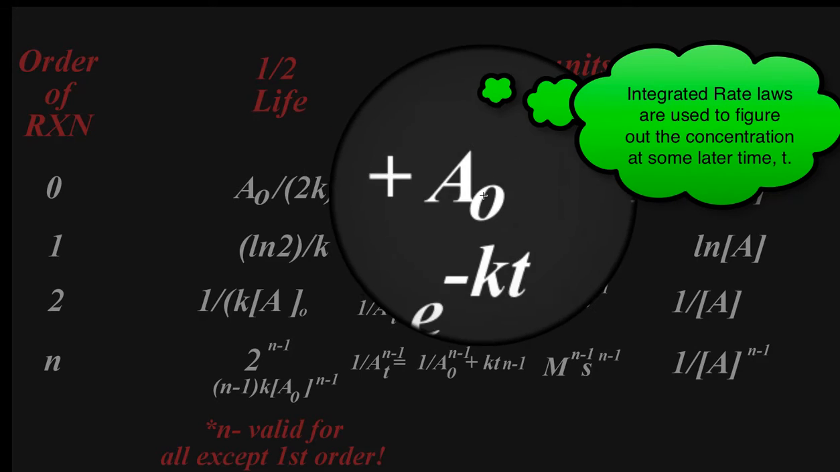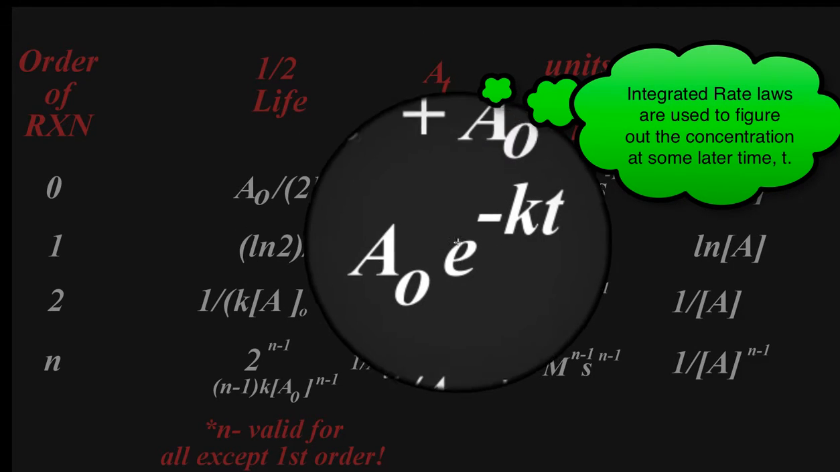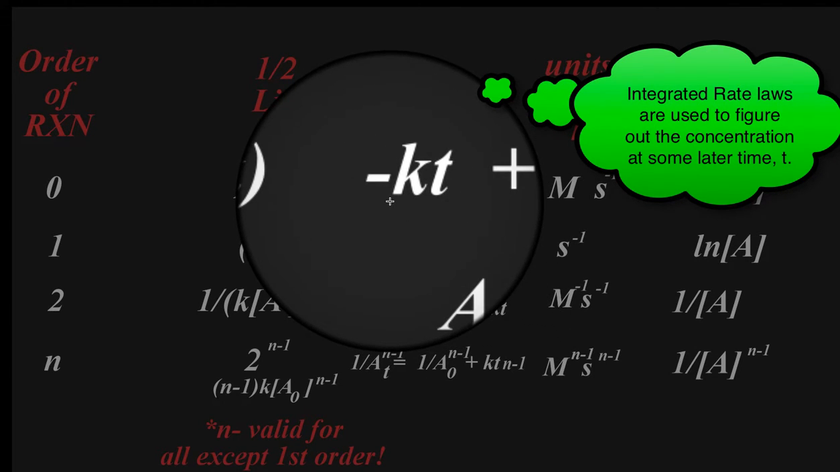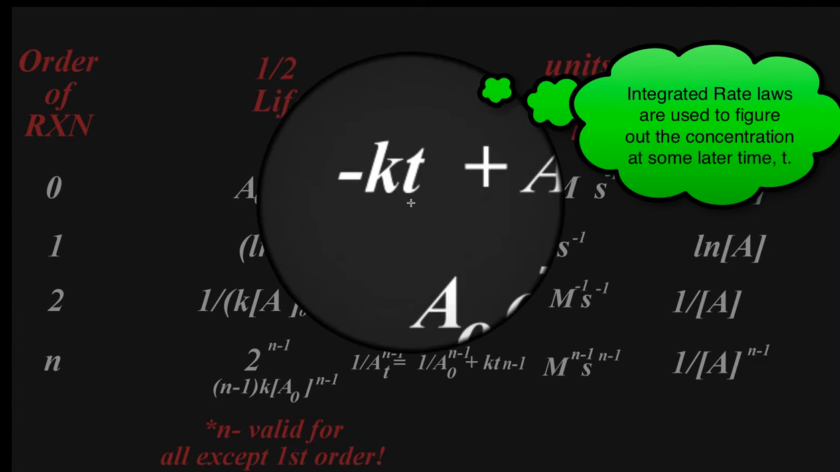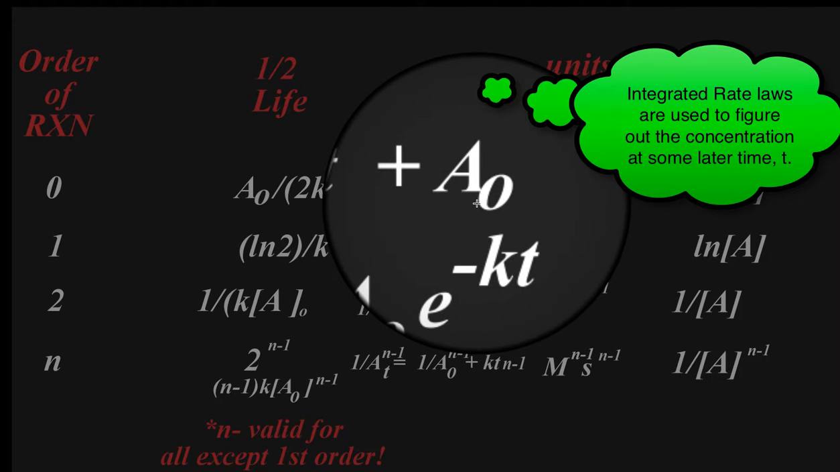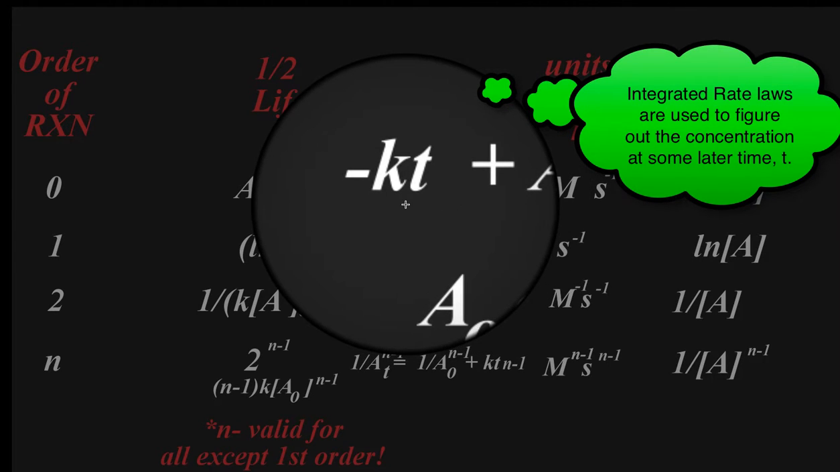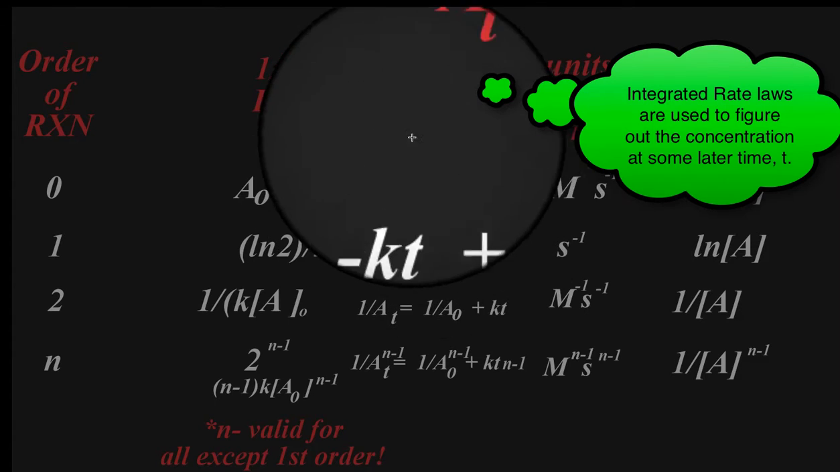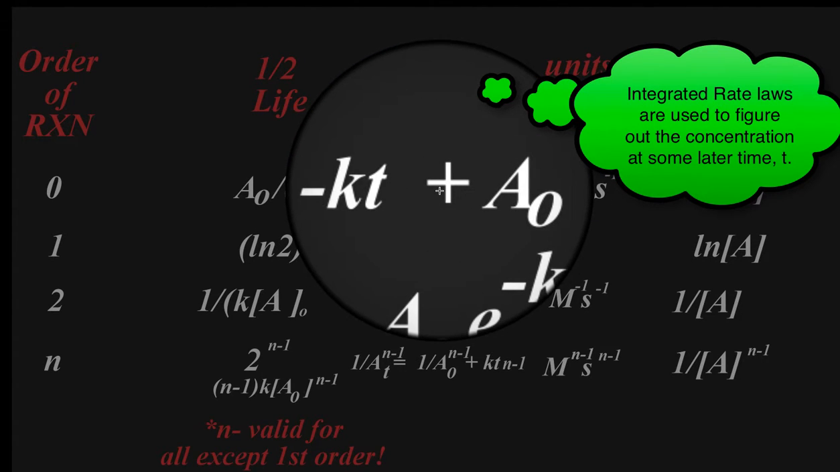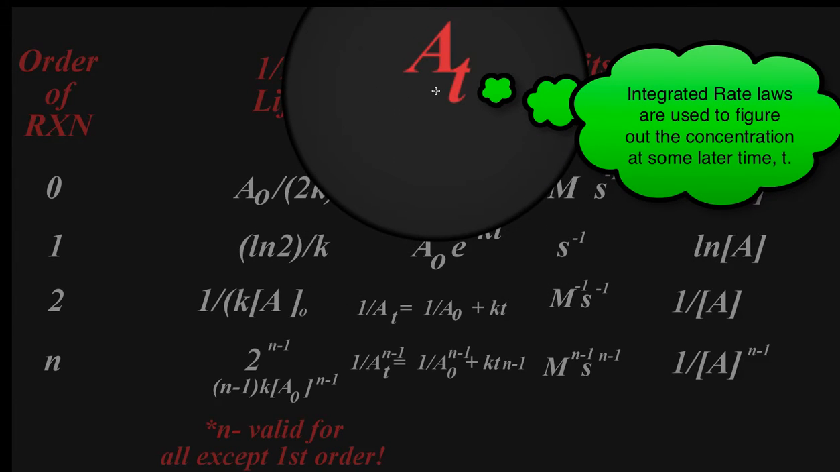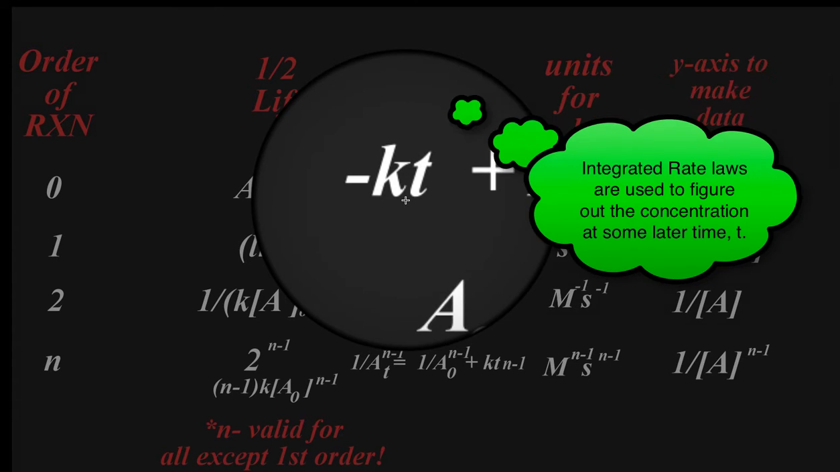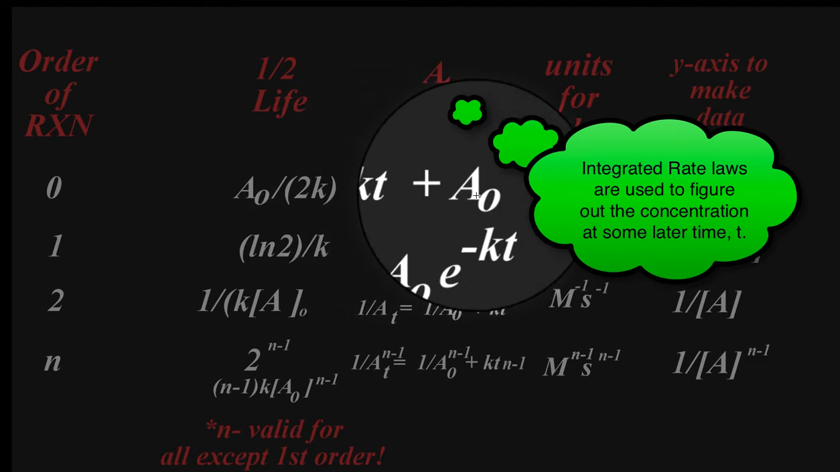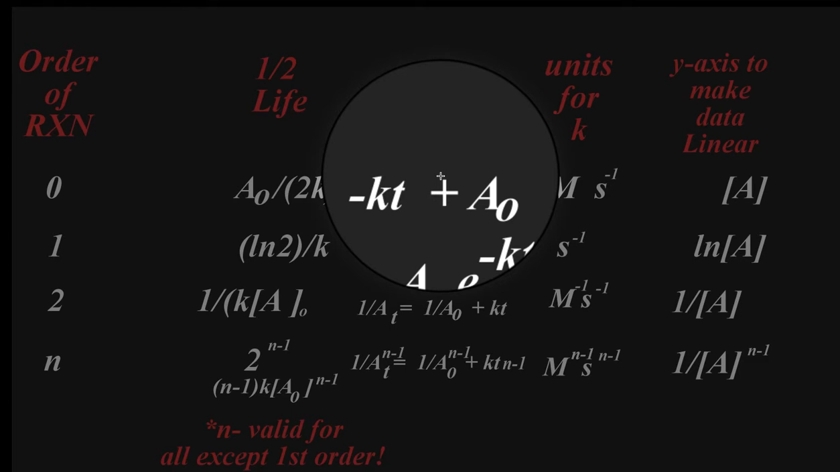A sub t equals this, or this. And it's the way of getting the concentration at any given time, knowing the initial concentration and the rate constant, or any manipulation of that equation. They could give you the concentration at the time it took to get there, the initial concentration, and ask you to solve for the rate constant. Either way, you should be able to manipulate an equation by now.